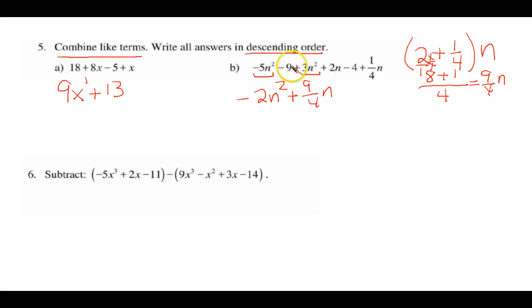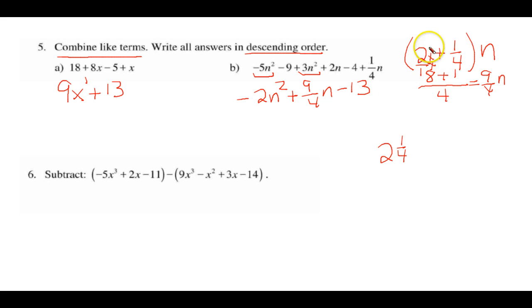And then we have just a -9 and a -4. And did I forget anything? No. We're going to get a -13. Okay, that looks like the answer.